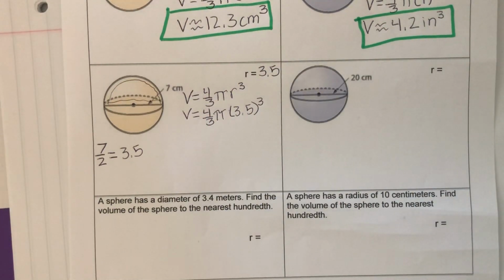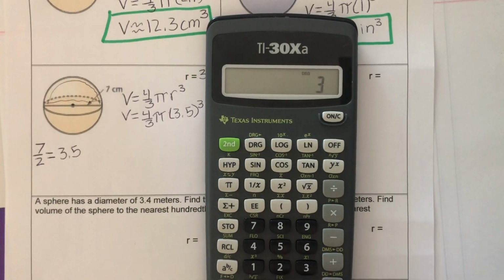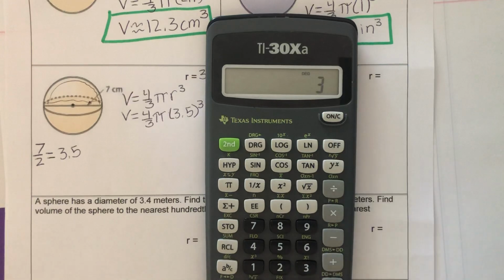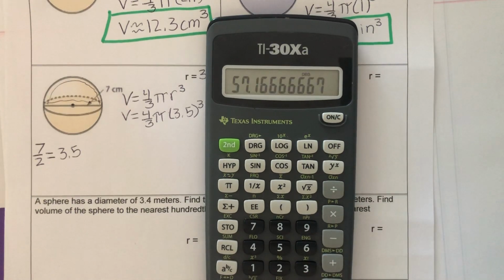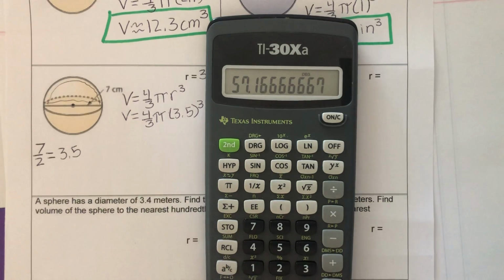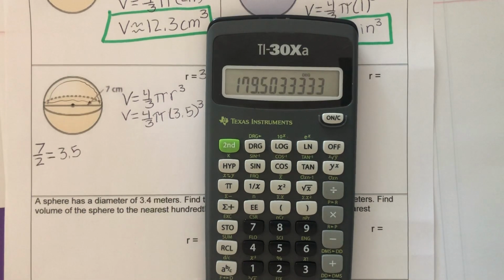And then we're going to use our calculator. Gonna do 3.5. Hit this button so that we can cube it. Cubed. We get a decimal. I'm gonna go ahead and multiply by 4/3. So times 4, fraction button, 3. I get this big long decimal. Now I'm gonna multiply that by 3.14 for pi. And I get another big long decimal that we need to round.